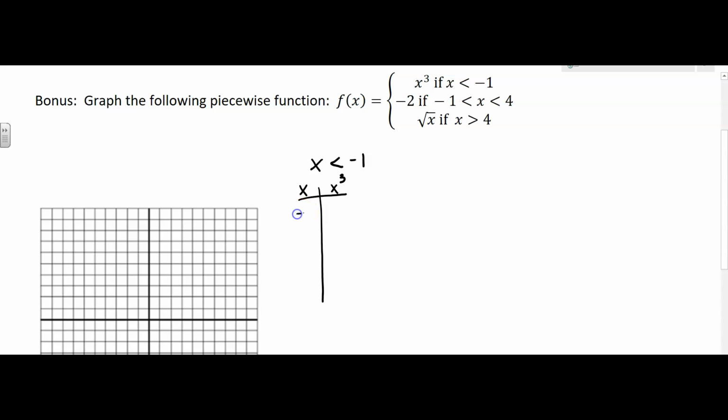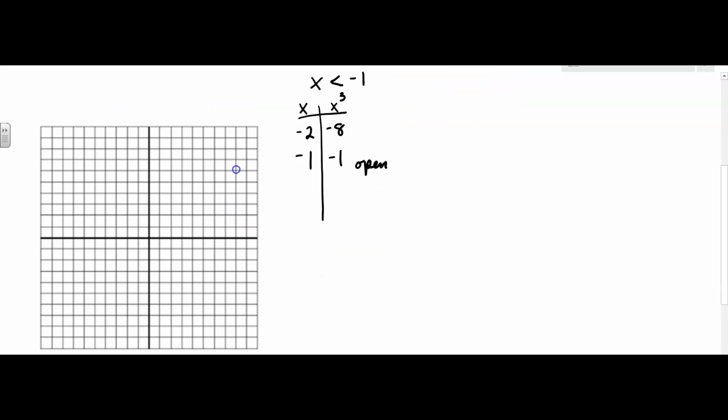So maybe -2, -1. Okay, I don't want a lot of numbers because if I put in -3, that's already going to be huge, right? Now at -1 though, is that going to be an open or a closed dot? That's going to be open. I always like to write it on my graph, or in my table of values, so I don't forget. Okay, now plug those in. Cube -2, you get -8. Cube -1, you get -1.